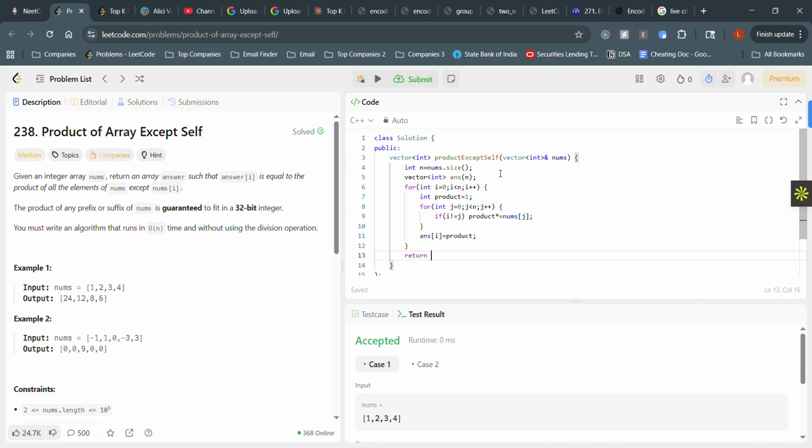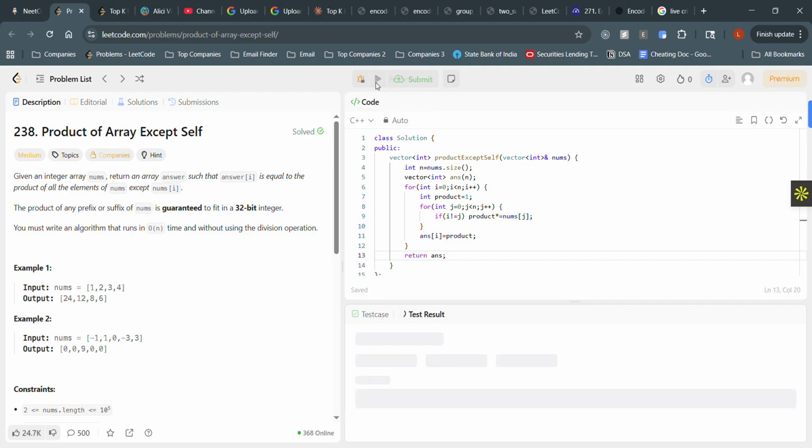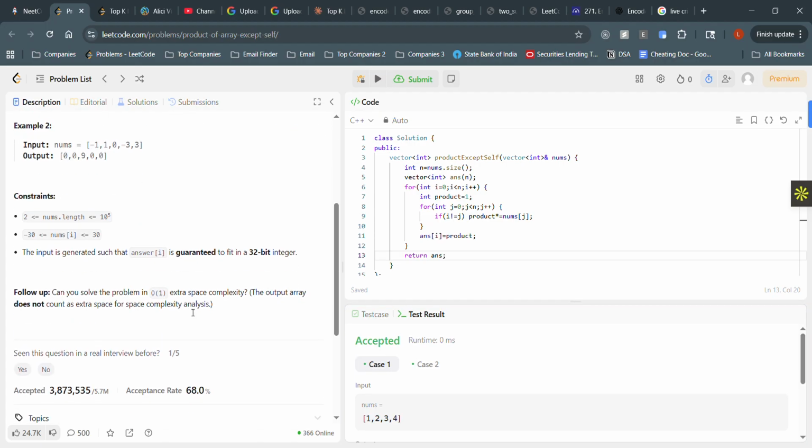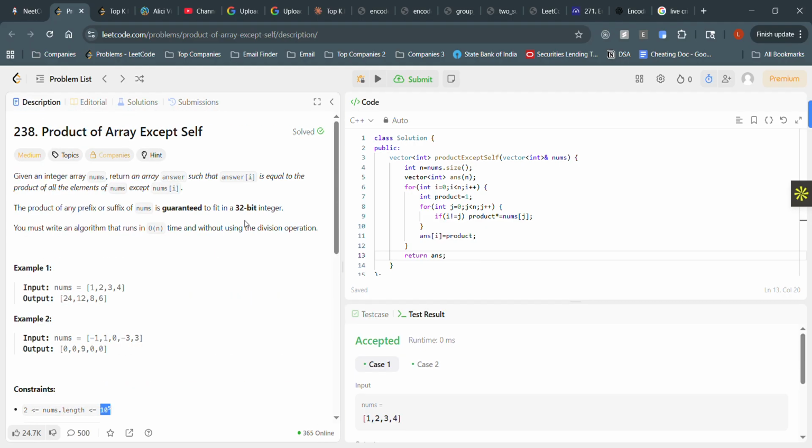The time complexity of the solution is n squared, and it should pass the sample test case, but the solution should result in TLE when you submit it, because you can see n can be as large as 10 raised to 5, and 10 raised to 5 into 10 raised to 5 is 10 raised to 10, which will give us TLE. So this solution won't work.